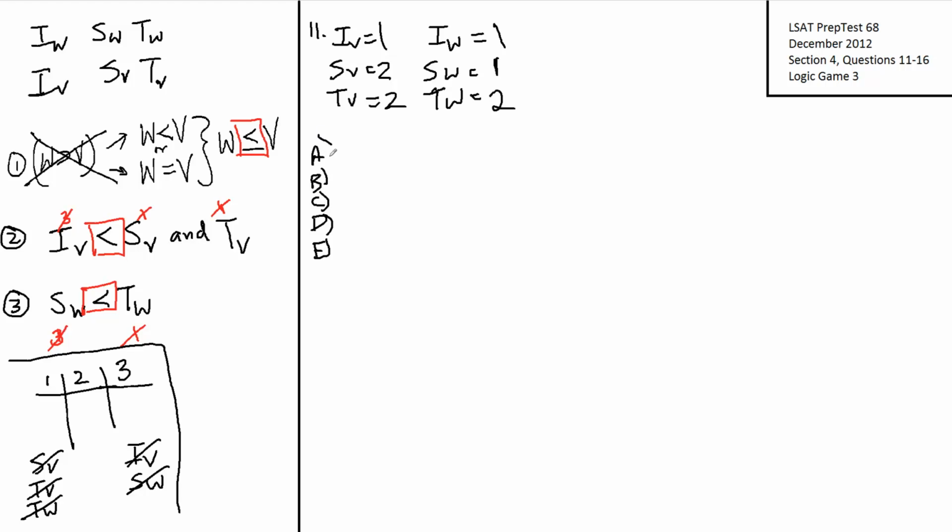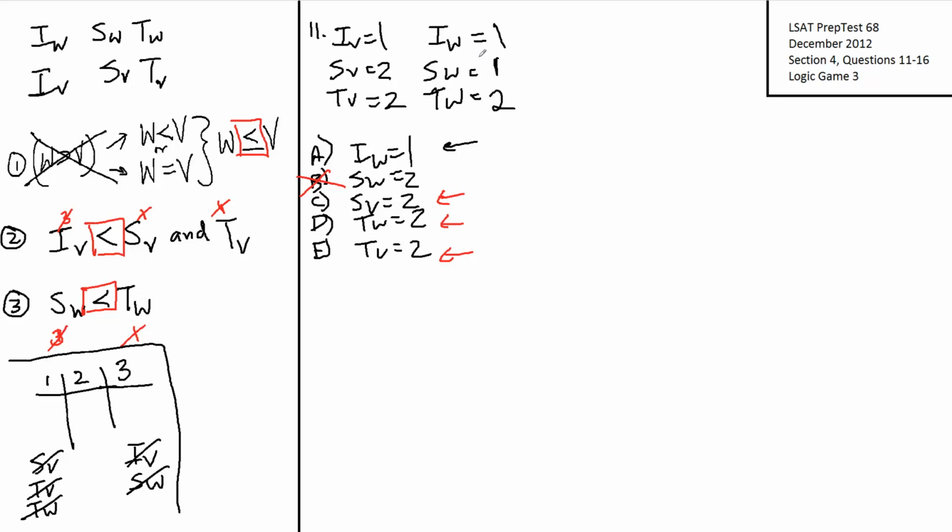So A, B, C, D, and E. I'll actually just write them. So IW is 1, SW is 1, SV is 2, TW is 2, TV is 2, and then you just compare, right? Here's that. That's right here. This isn't true. This could be true once again. TW is 2. This could be true, and this could be true, right?